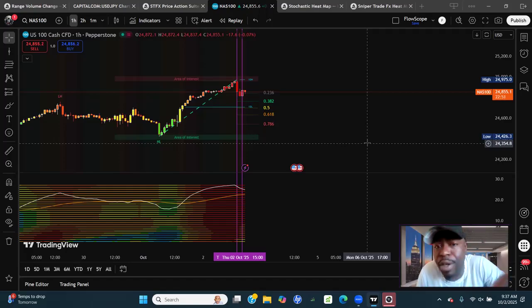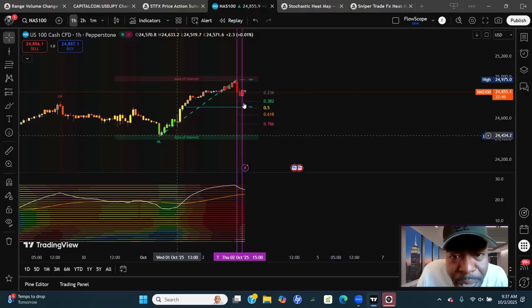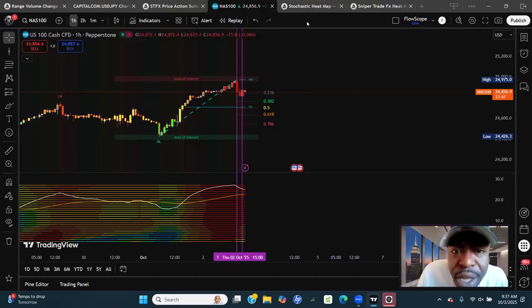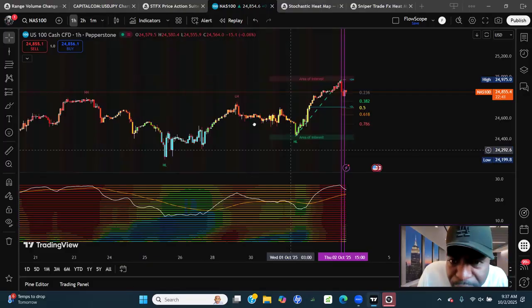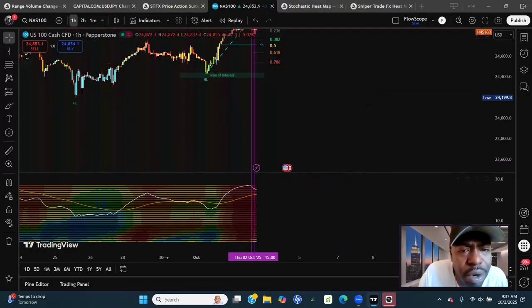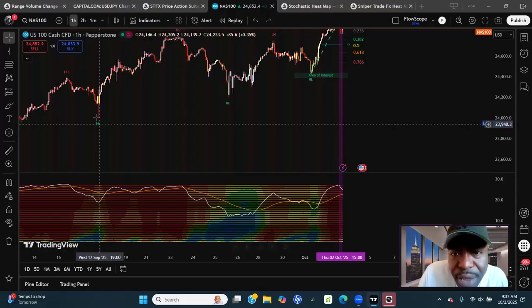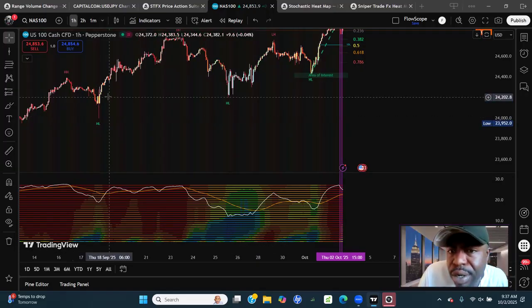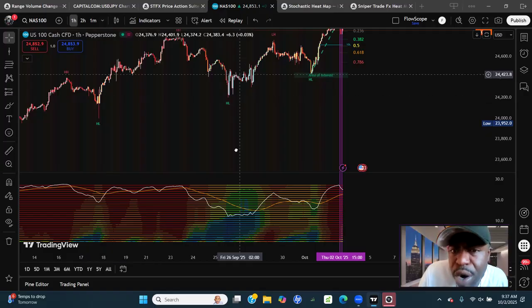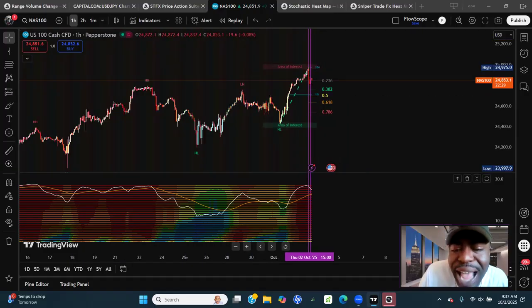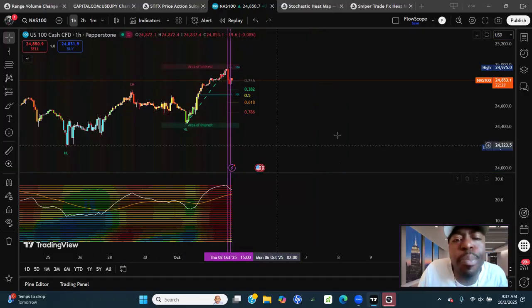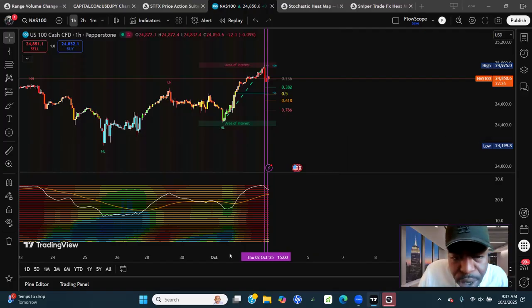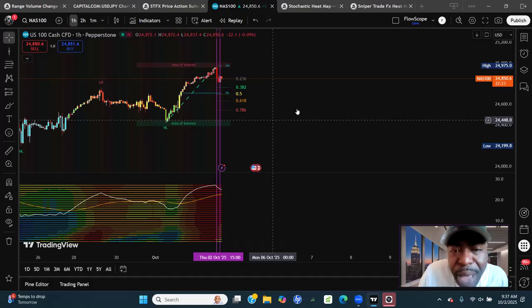If price action comes and bounces off of one of these levels, we're going to buy. If price action comes and breaks all the way through our area of interest, then we're going to sell down to this level down here or this level right here. You understand me? We are tapped in to price action. This is the Sniper Trade FX price action suite. And this is the Sniper Trade FX heat map.